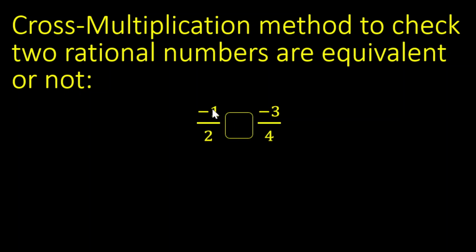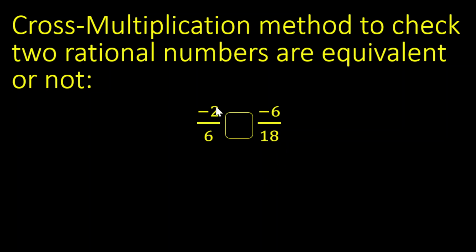Now 4 we multiply by minus 1 and 2 we multiply by minus 3. 4 into minus 1 is minus 4. 2 into minus 3 is minus 6. They are not equal. The products are not equal. So these rational numbers are not equivalent. So minus 1 by 2 is not equal to minus 3 by 4.